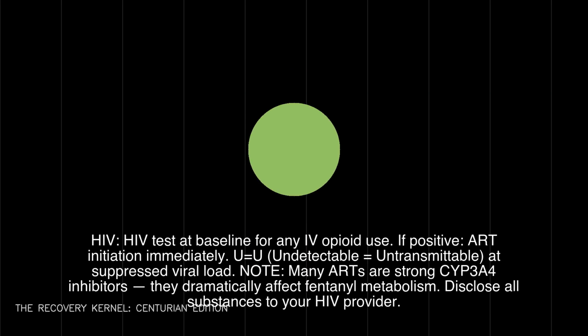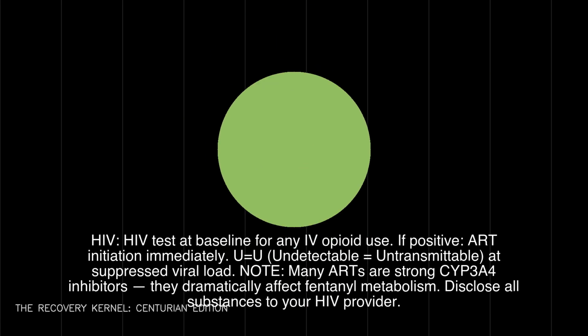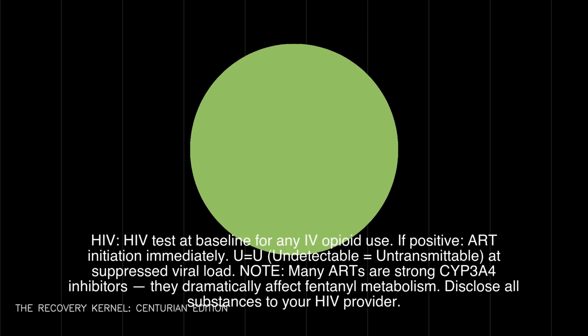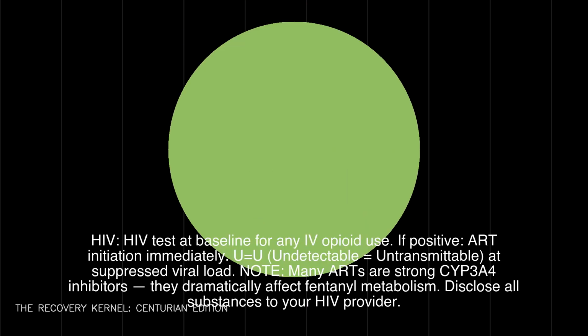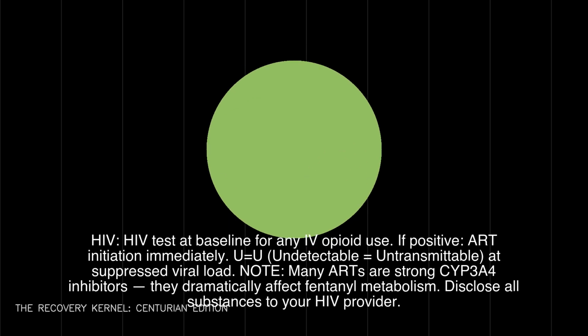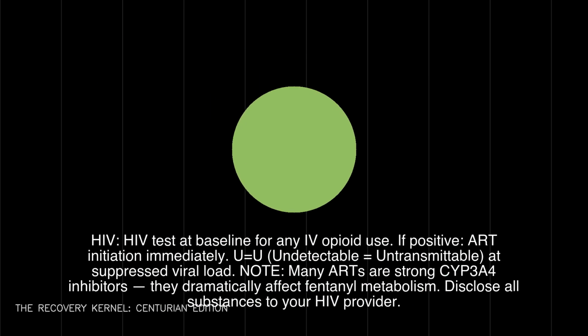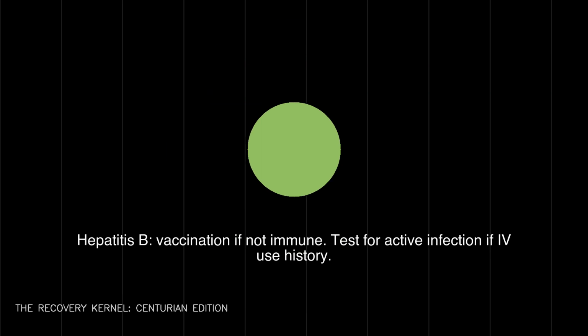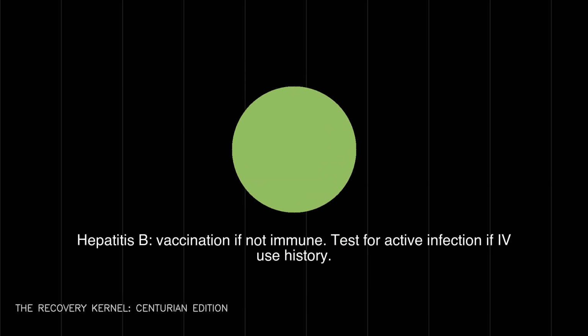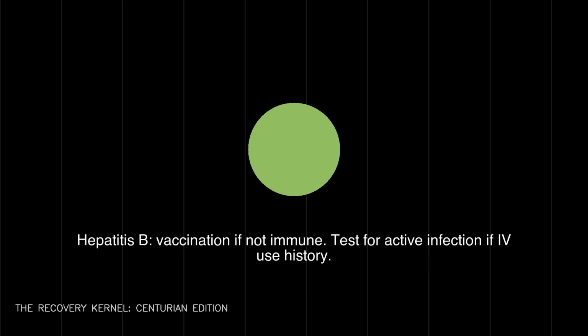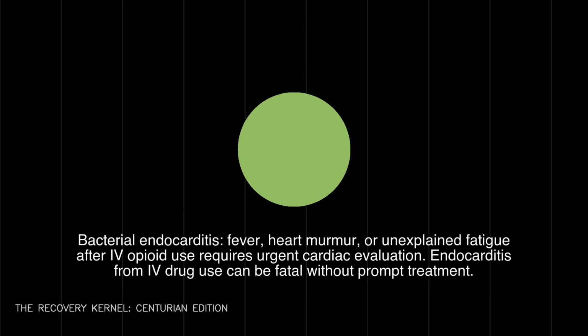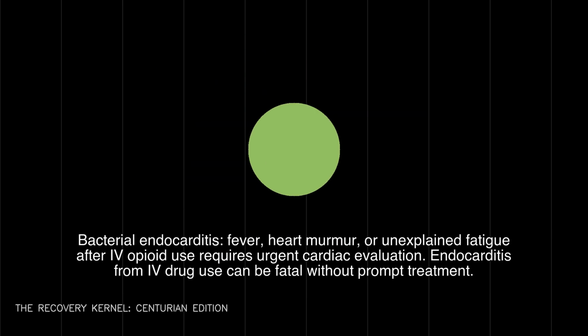HIV test at baseline for any opioid use. If positive, ART initiation immediately. U equals U: undetectable equals untransmittable, at suppressed viral load. Note, many ARTs are strong CYP3A4 inhibitors, they dramatically affect fentanyl metabolism. Disclose all substances to your HIV provider.